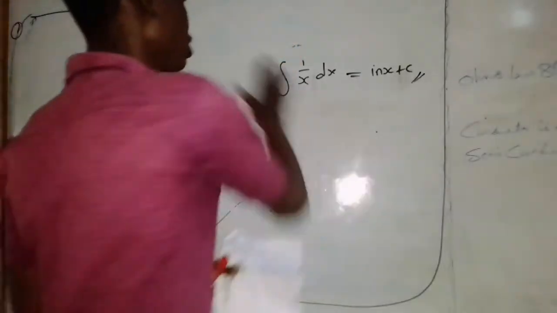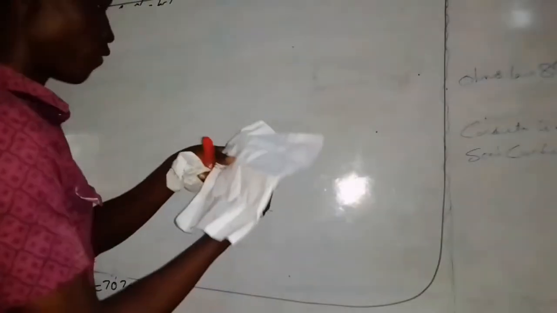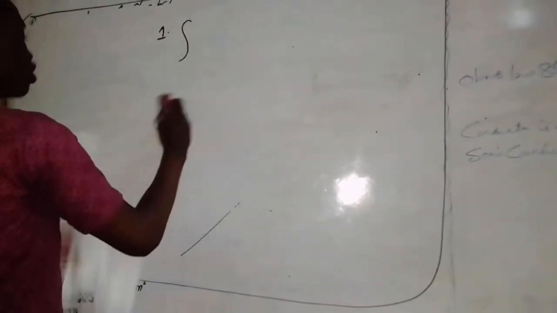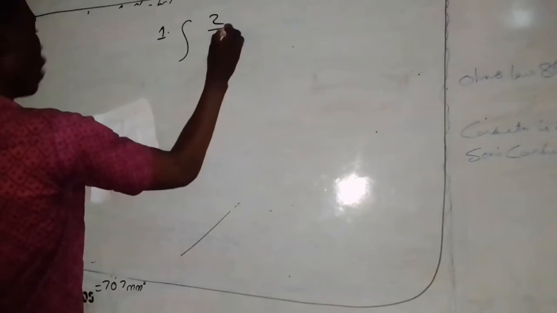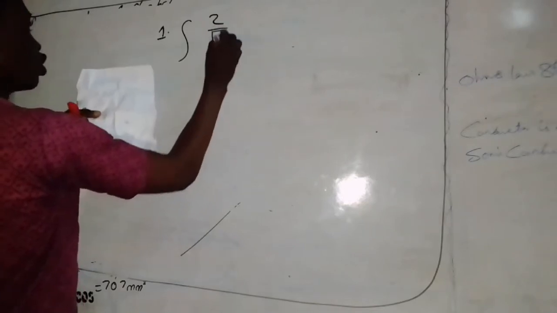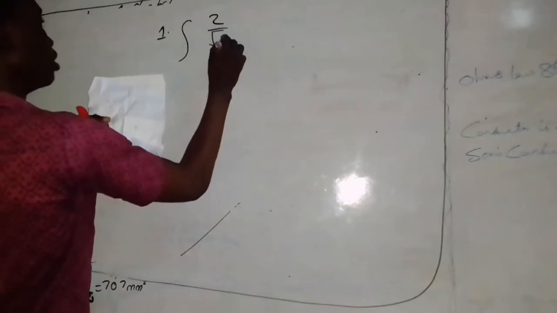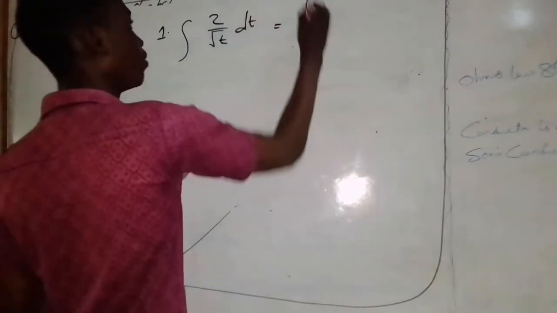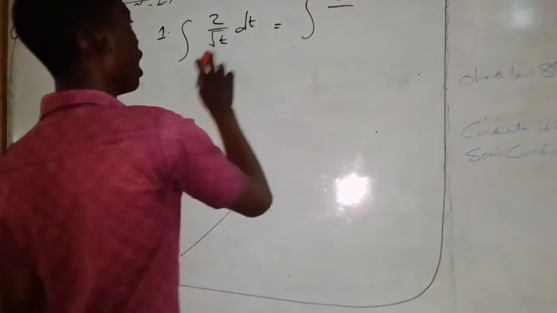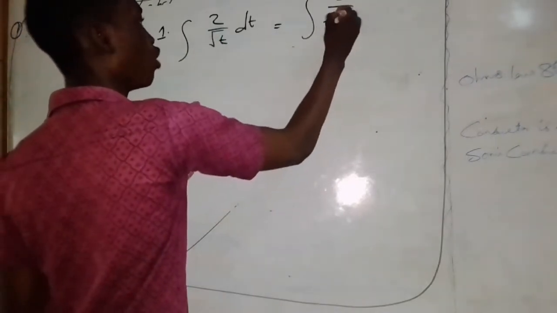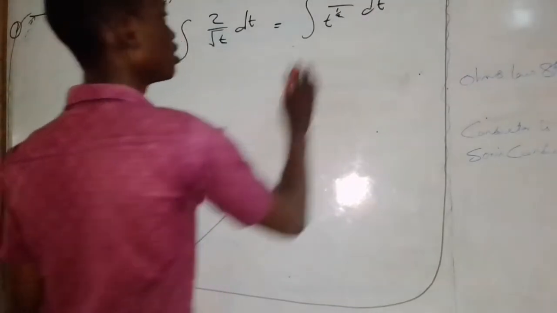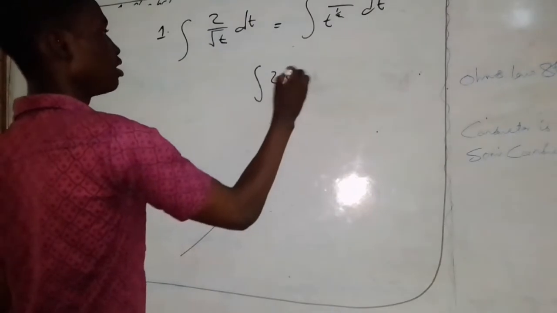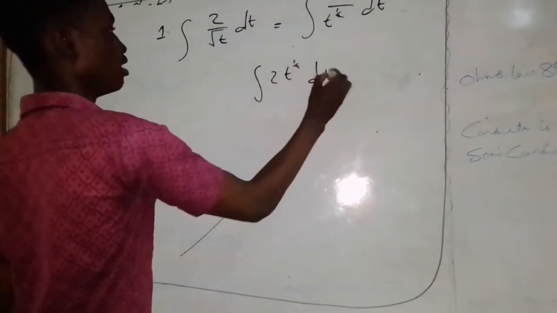Okay, for instance, if you're writing a school exam and you want a shortcut on this, the first question says, find the integral of 2 over root t dt. How do you find this? The first thing, you break this down. This is 2 over root t, which simply means t raised to minus 1 over 2 dt, is that not? Take this up, it becomes 2 t to the power minus 1 over 2 dt.